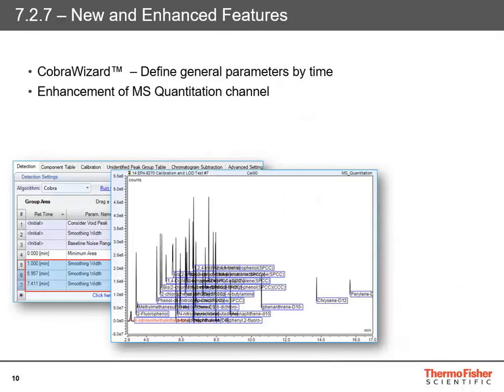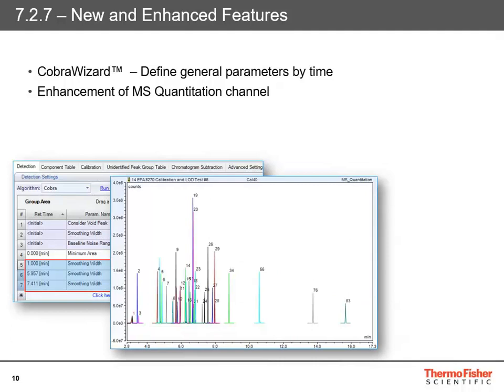We've also done some enhancements to the display of the MS quantitation channel for mass spec users. What you can see right now is what it used to look like, but now you have a lot of options, and you can change the colors, the labels, and the layout, so it gets easier to view and easier to work with on the screen. You've got a lot of options in there to change it, which is just one example.